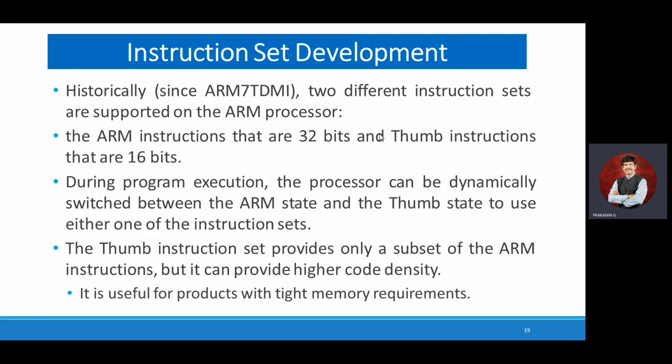The thumb instruction set provides only a subset of the ARM instructions, but it can provide higher code density. Obviously, because the time taken is very less and the memory utilization is very less, we can go for more code, and more operations can be executed when you go for thumb instructions. I am still talking about thumb. I have not yet come to the Thumb2 instruction. We are just discussing what is the ARM instruction and what is the thumb instruction. Later we will switch over to the Thumb2 instruction.